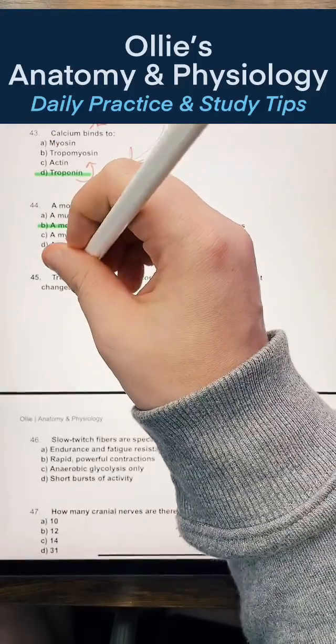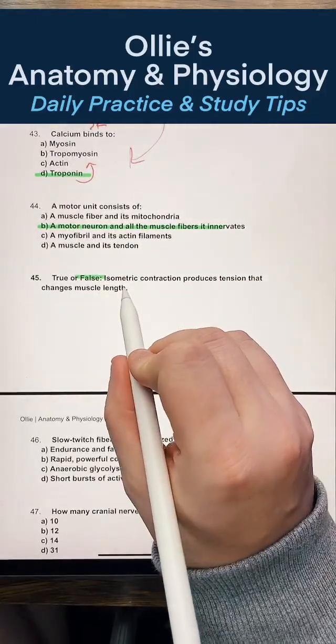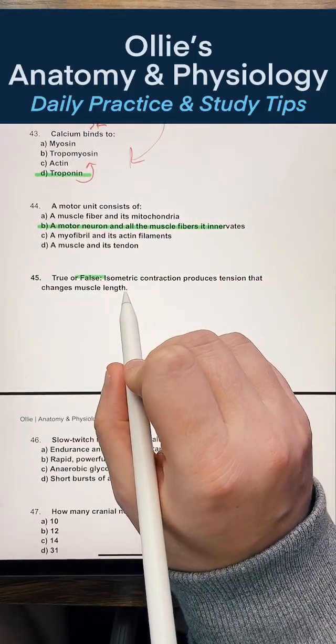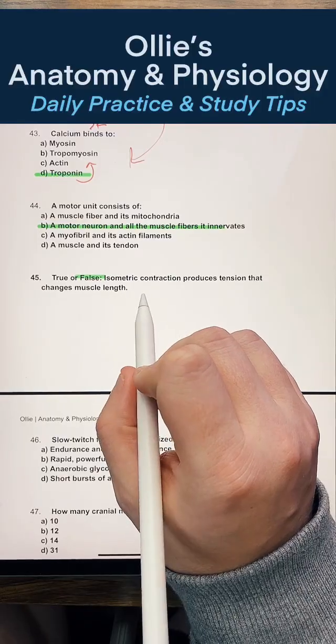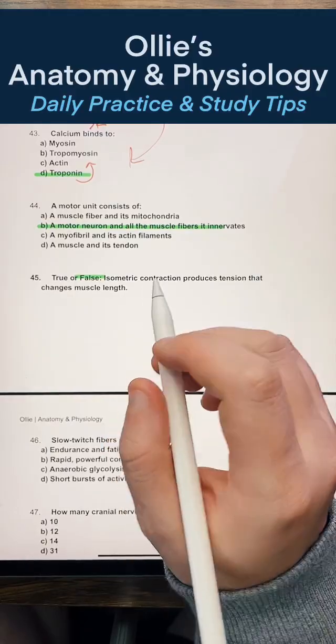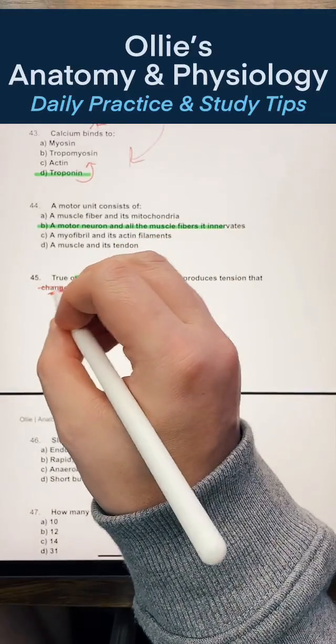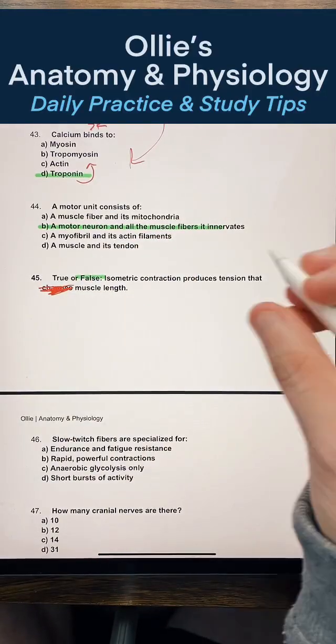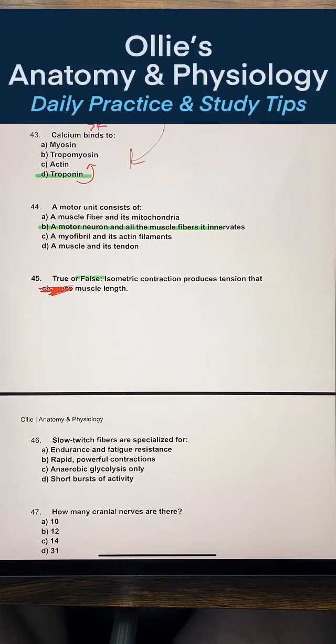So the answer here is false. In isometric, think of an isometric hold, your planks, when you're sitting there, the most miserable minute of your life when you do a plank. Isometric contraction produces tension when it's not changing length. So it does not change. Again, there is tension in your muscles when you're doing a plank, but you're not moving, right?